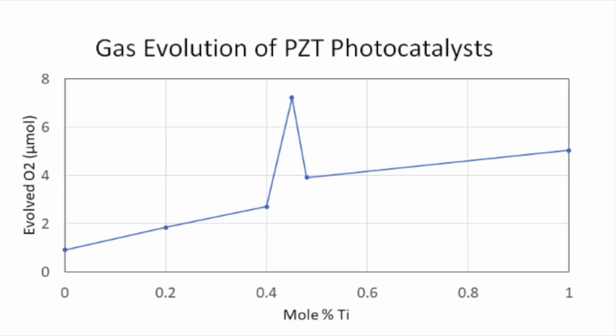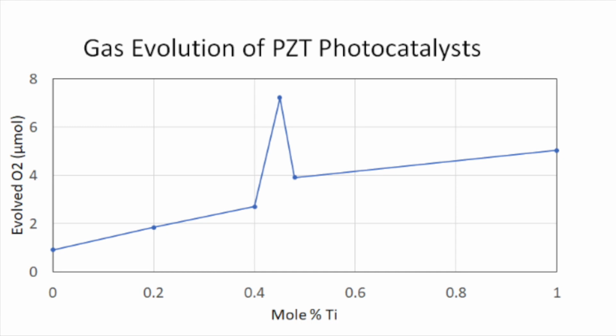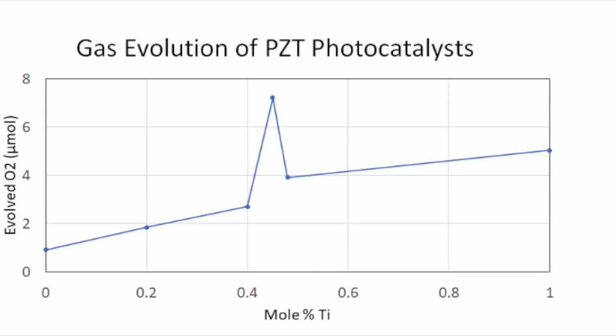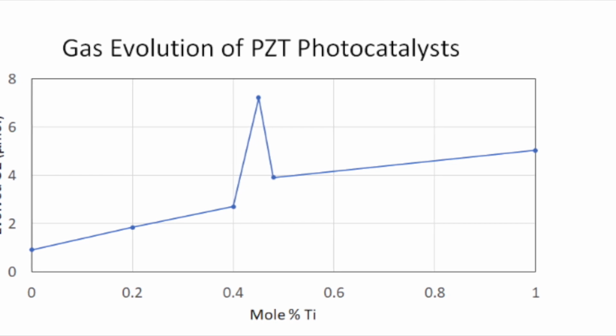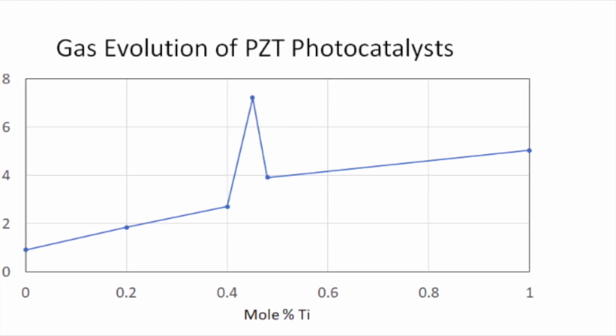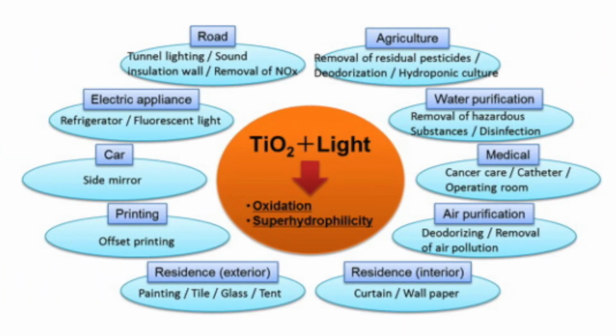Similarly, by varying the composition of lead zirconate titanate, or PZT, a large spike in photocatalytic activity can be observed at the morphotropic phase boundary at approximately 48% titanium, which is a compositional region in which tetragonal and orthorhombic phase PZT can coexist. The applications for photocatalysts are numerous.